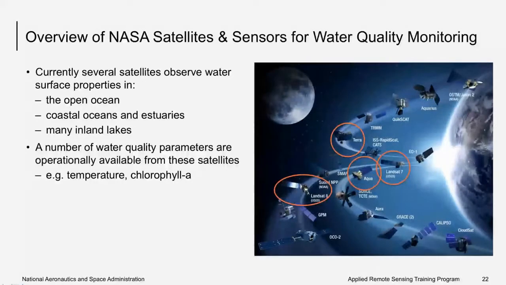There are currently several U.S. satellites that are used for the remote sensing of open ocean, coastal, and inland waters. These include Landsat 7 and Landsat 8, and the Aqua and Terra satellites. The International Space Station also has served as a satellite for ocean imagery observations.